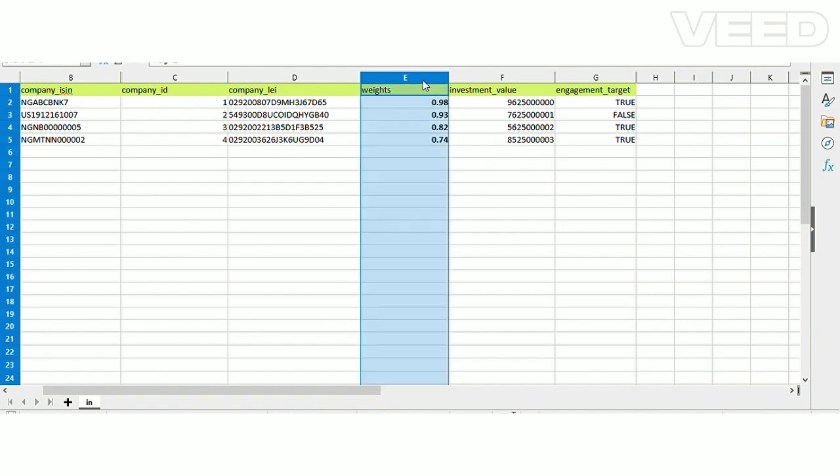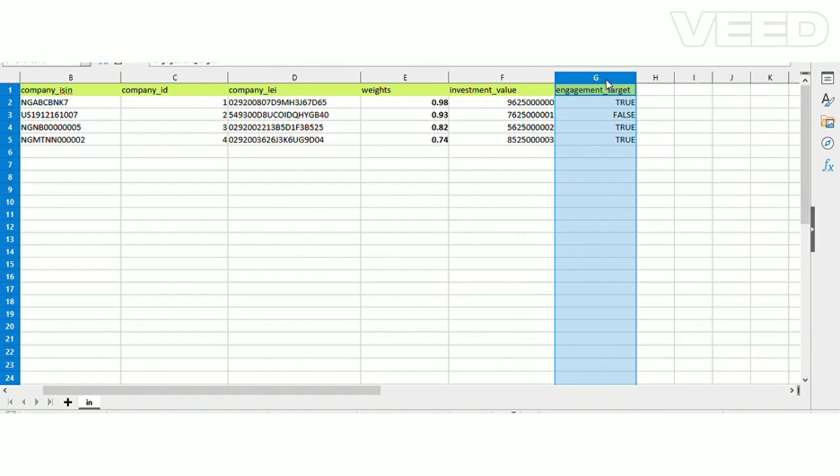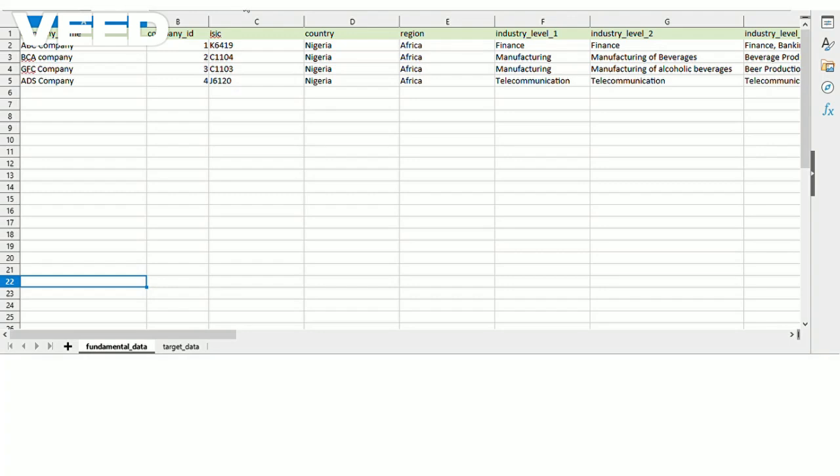Weights, the proportion of your total investment in each company. This helps in calculating your overall climate impact. Investment value, the actual amount of money invested in each company, loans, stocks, etc. Engagement target. If you're actively engaging with a company on climate goals, mark this as true. This helps simulate what-if scenarios for climate impact improvements. If a company appears multiple times in your portfolio, it's recommended to aggregate the holdings by asset class.